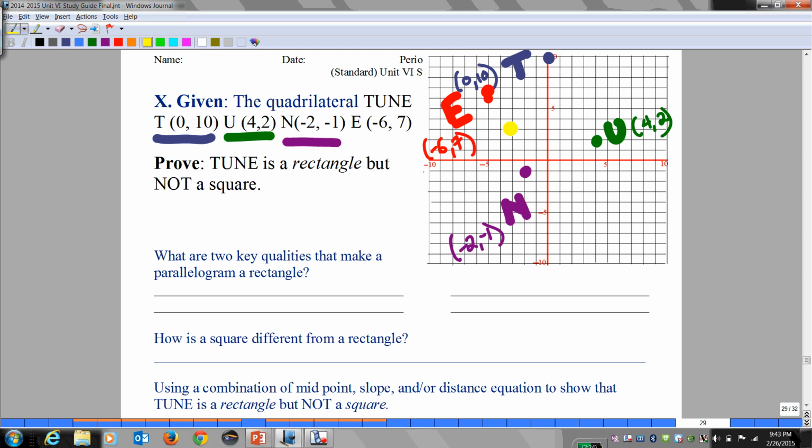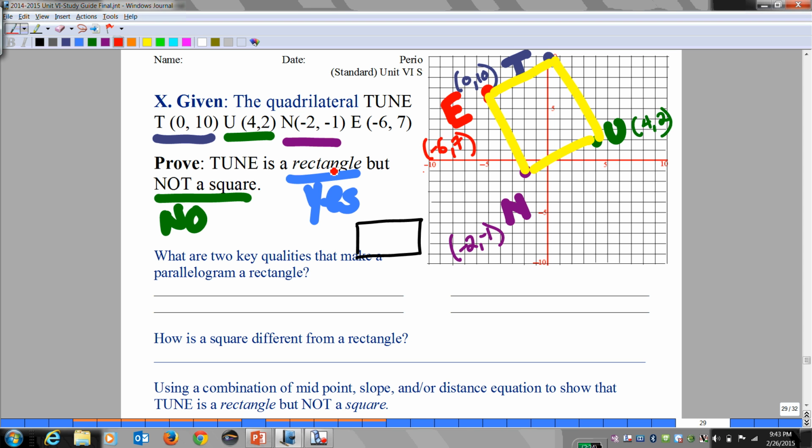Our goal is to prove that TUNE is a rectangle, so that's our positive. Yes, it's a rectangle, but it's not a square. So we actually have to prove both, one in the positive and one in the negative. So you ask yourselves, what are two key qualities that make a parallelogram a rectangle? What are two things that make a rectangle a rectangle?